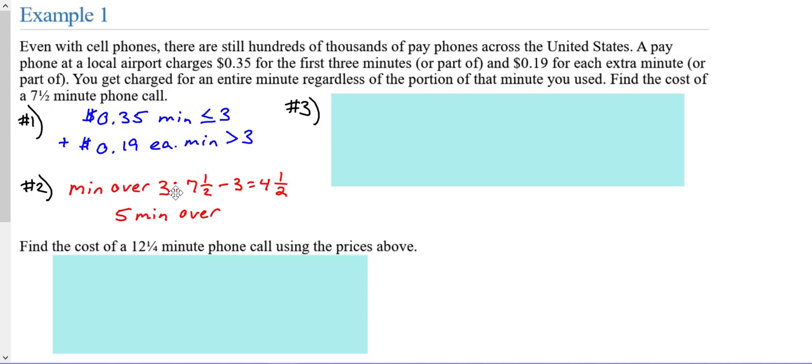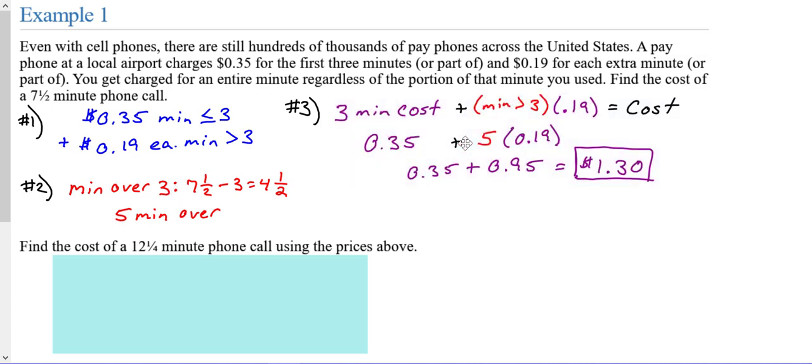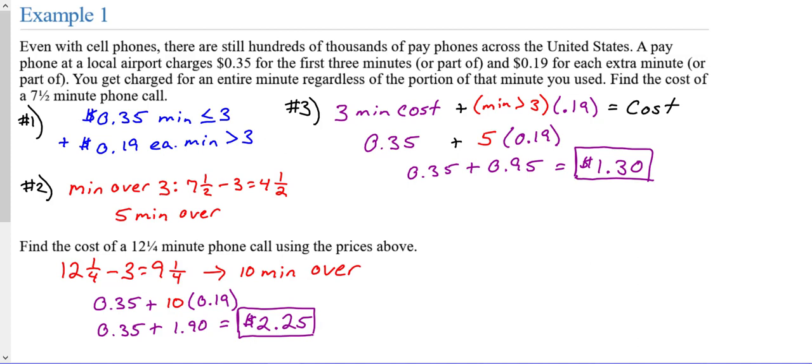The last step would be calculating our cost. So 3-minute cost plus each minute over 3 times 19 cents would give us our total cost. We would put 35 cents in for the 3-minute cost, 5 times 0.19 for the 5 minutes over, calculate it out, and we would end up owing $1.30 for the phone call. Find the cost of a 12.25-minute phone call using the prices above. Pause the video and try it yourself. You should have come up with a cost of $2.25.